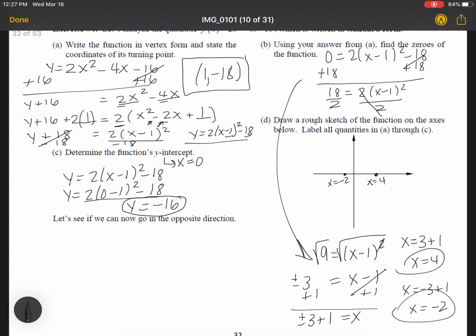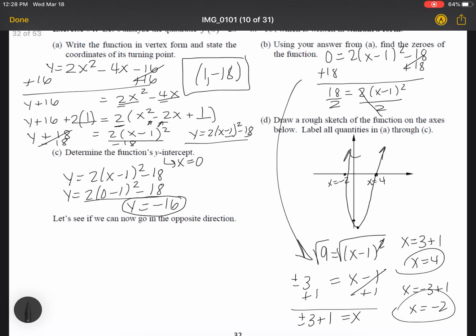We also found that it's going to cross the y-axis at -16, so maybe there. And we also found our vertex to be +1, -18. So that might be somewhere here-ish. So it looks like this is going to be a parabola like that. I know I didn't go completely through that -2 solution, but again, you could compare that drawing to the picture of the graph on your calculator.